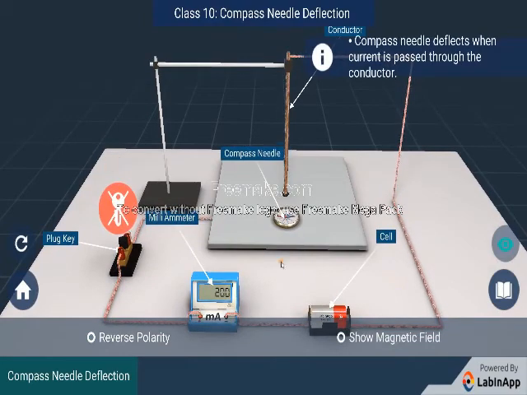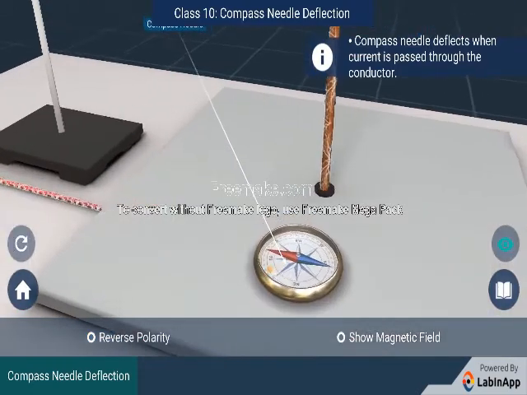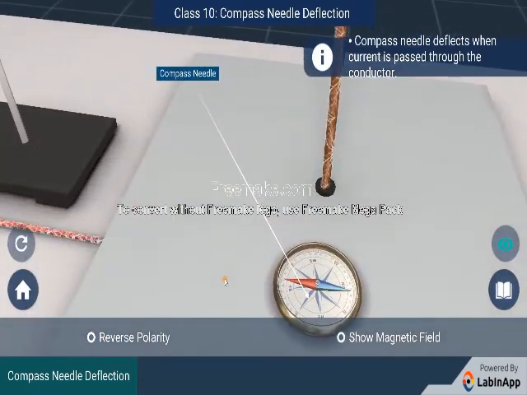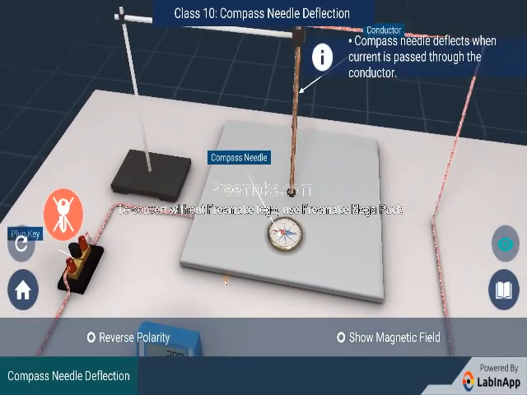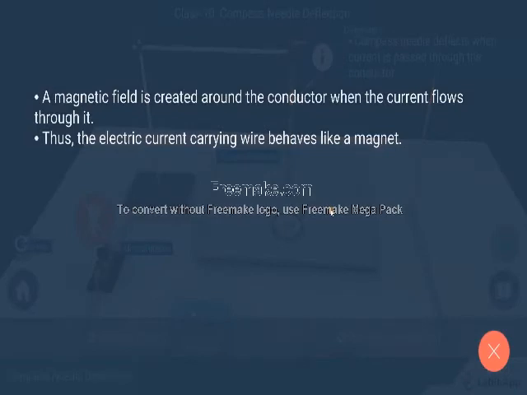Compass needle deflects as the current starts to flow through the copper wire. Note that the orientation of the needle has changed. This indicates that there is a magnetic field created around the conductor when the current flows through it. Thus, we can conclude that the electric current carrying wire behaves like a magnet.